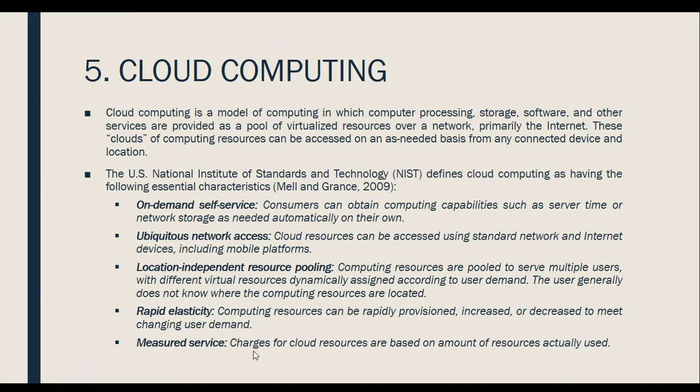And the last is measured service. Charges for cloud resources are based on the amount of resources actually used. So for example, in Gmail, you can see that there is a space limit that you can use free, but if you want larger space, then you have to pay for it. So the more users you need, the more space you need, the more you have to pay. So it is measured service. So these are the five features of cloud computing: on-demand self-service, ubiquitous network access, location-independent resource pooling, rapid elasticity, and measured service.